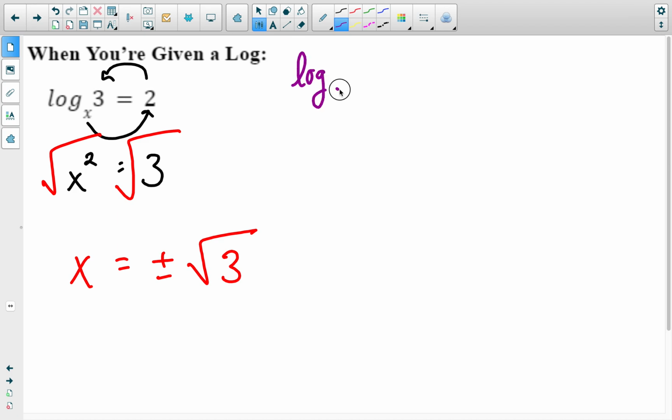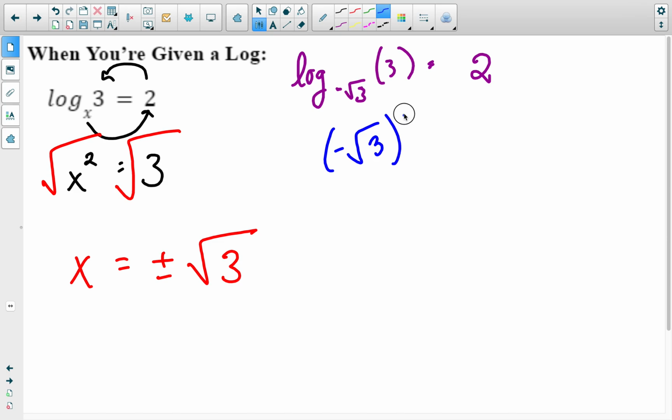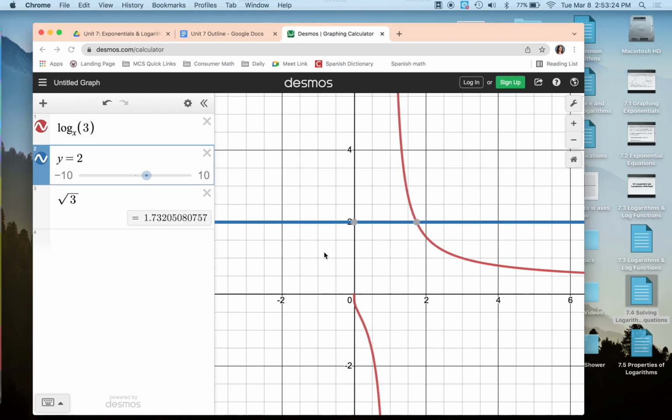If I take log base negative square root of 3 of 3, and that's equal to 2, this is basically saying negative square root of 3 squared equals 3, which should be true, right? So why isn't our graph lining up?